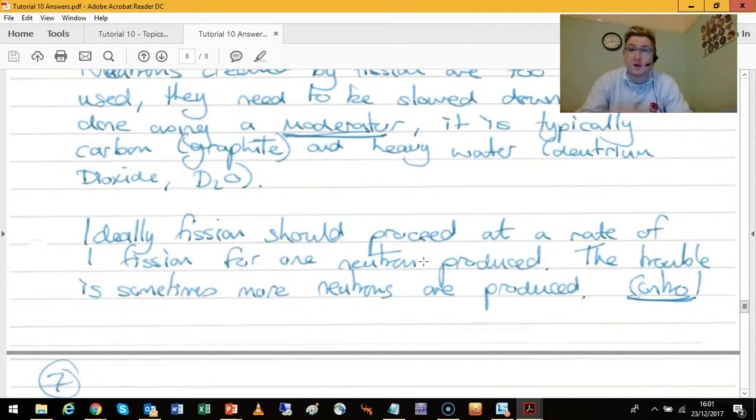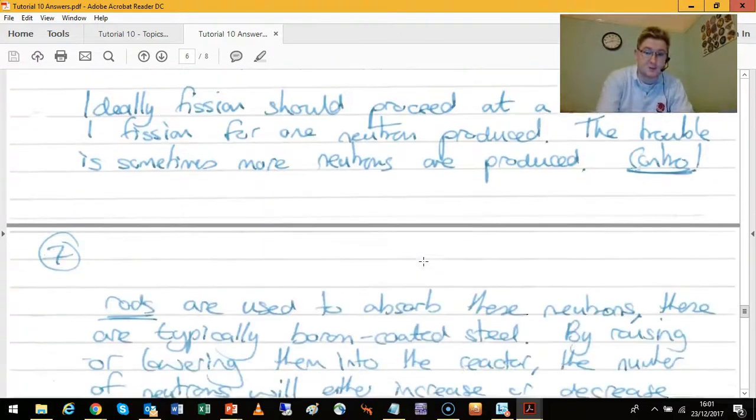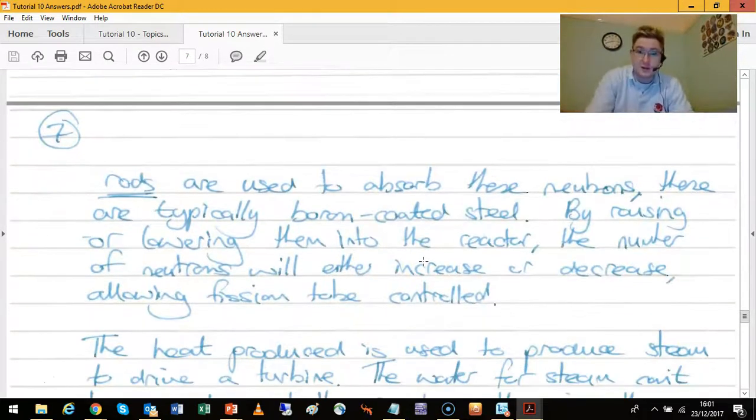So you've got lots of neutrons produced, so you need control rods to absorb those extra neutrons, and they're typically boron-coated steel. And as we said, by lowering them in or out of the reactor, you're increasing or decreasing the number of neutrons, and therefore you're controlling the rate of the reaction.